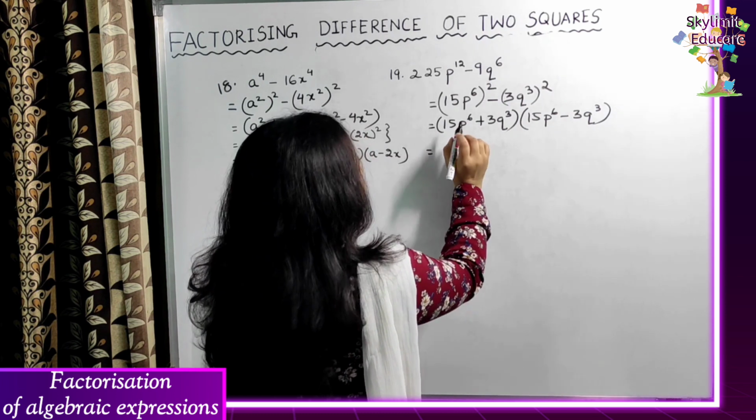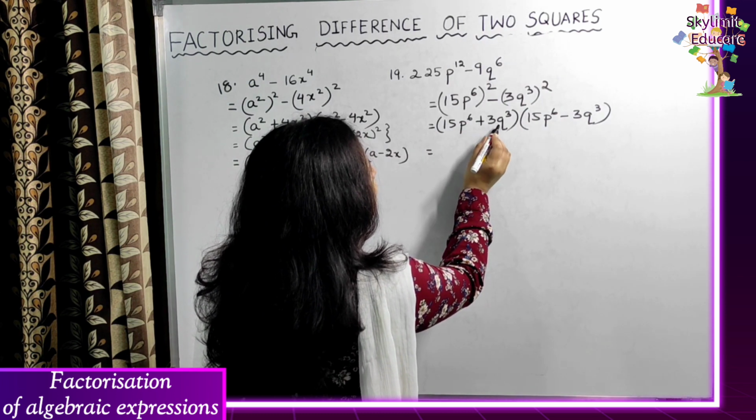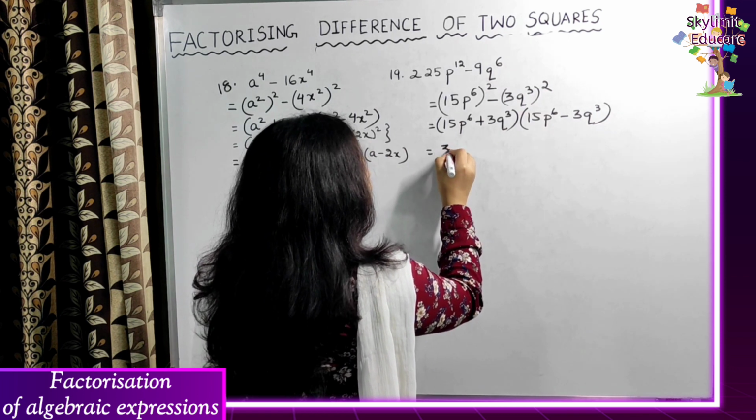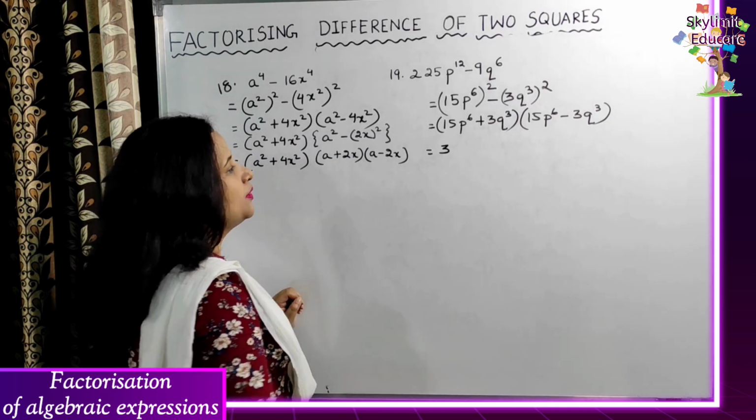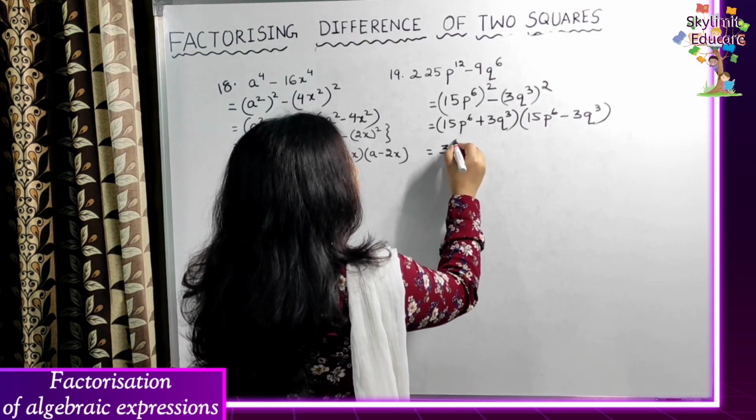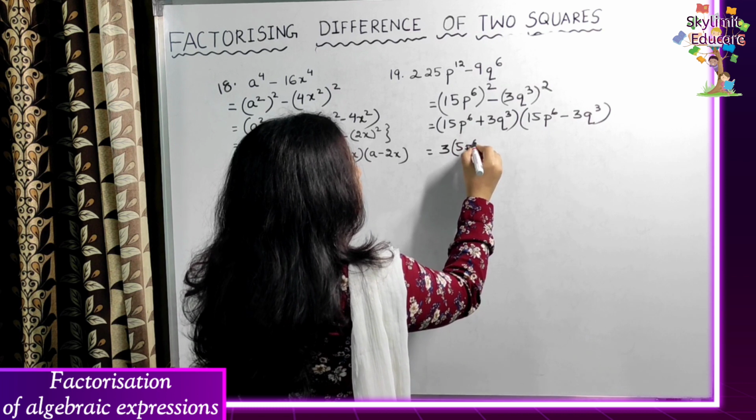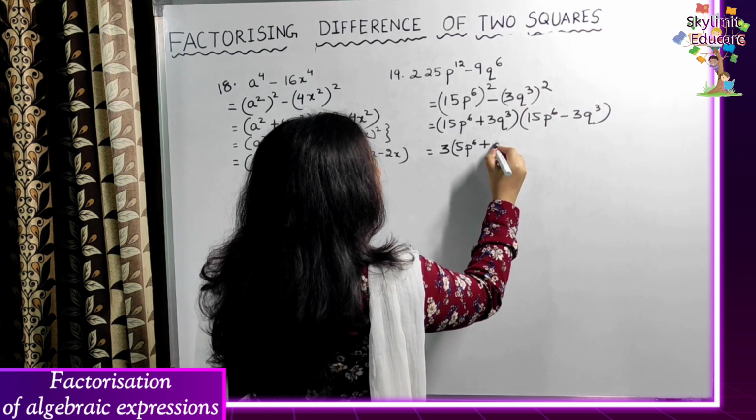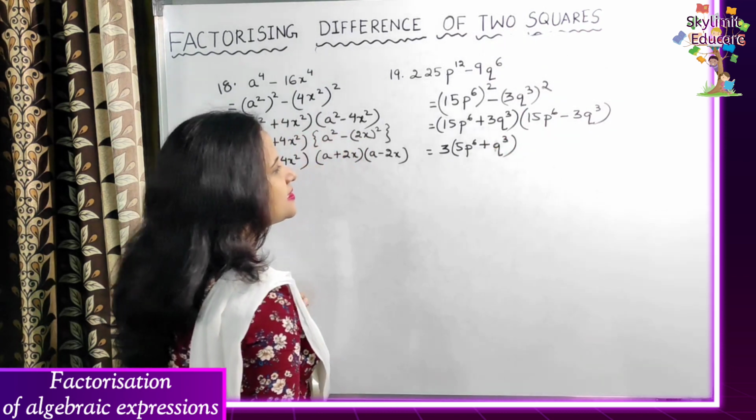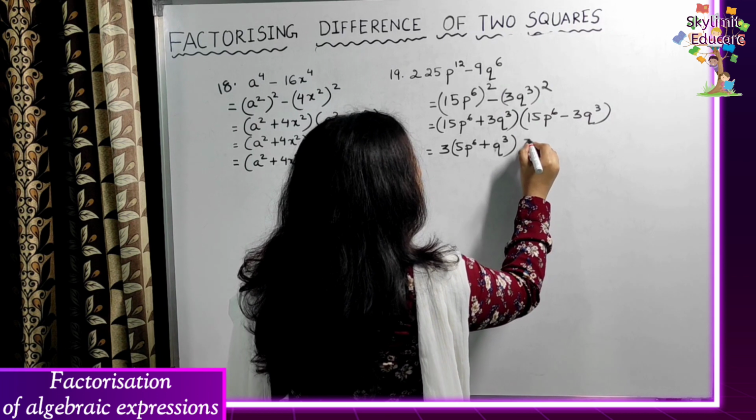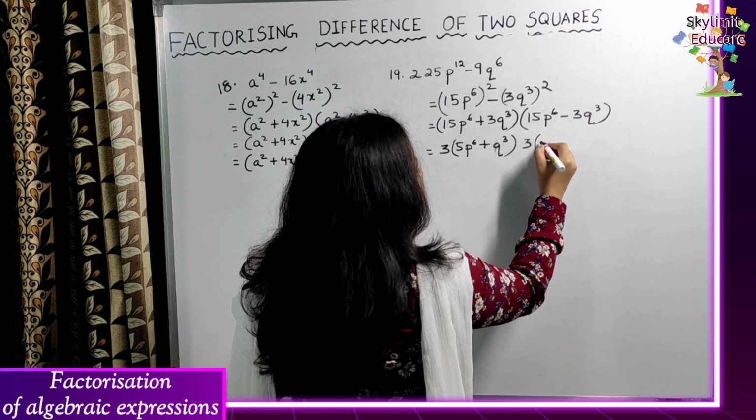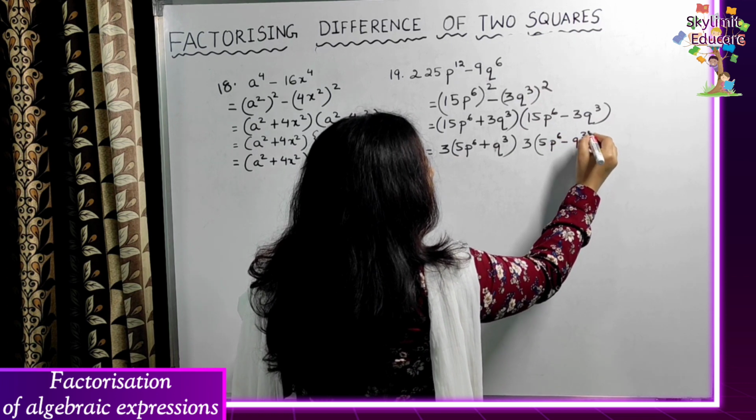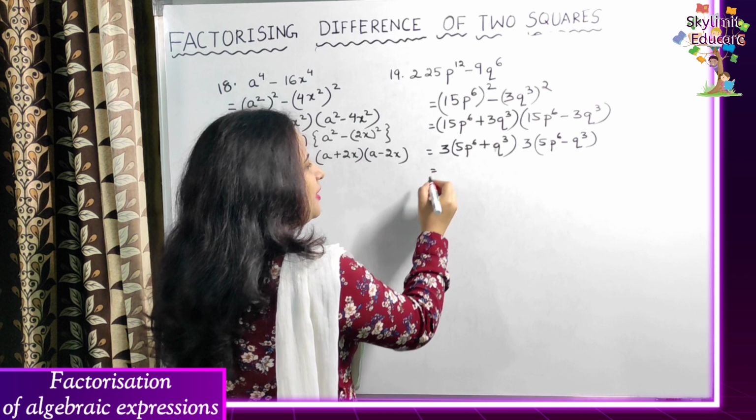Just see here. This 15p to the power of 6 plus 3q to the power of 3. 15 and 3 have a common factor, what? 3. They have a common factor 3, right? Yes or no? So now we can factorize it by taking the common monomial factor. So we got here 3 times 5p to the power of 6 plus q to the power of 3. Yes. And now in the same way here also we can take 3 common. So 3 times 5p to the power of 6 minus q to the power of 3. Clear? So now we have completely factorized it.